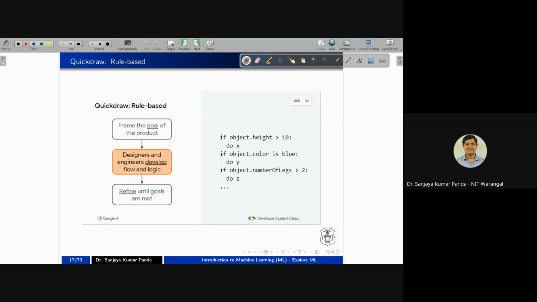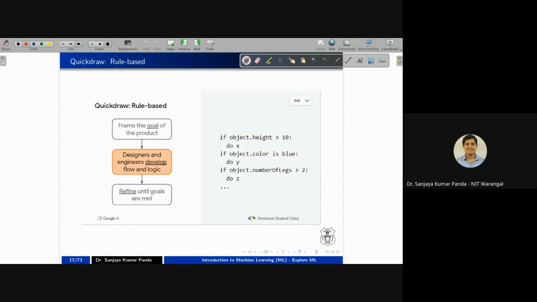suppose I am saying if object.height is greater than 10, that is my first condition. Let's say I want to classify a particular object. Then I am checking whether object.height is greater than 10 or not. If yes, then do X. So it is explicitly programmed. If height is less than 10, you are not going to do X. Similarly, if object.color is blue, then you have to do Y. But if object color is, let's say, red, then you have nothing to do.